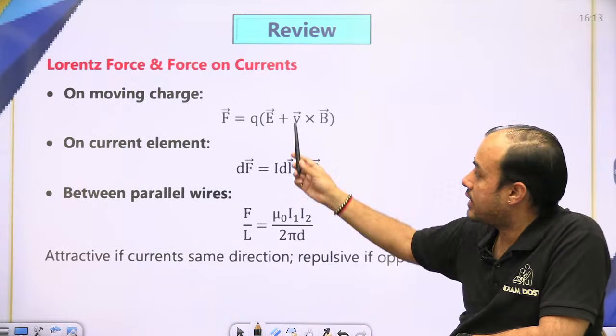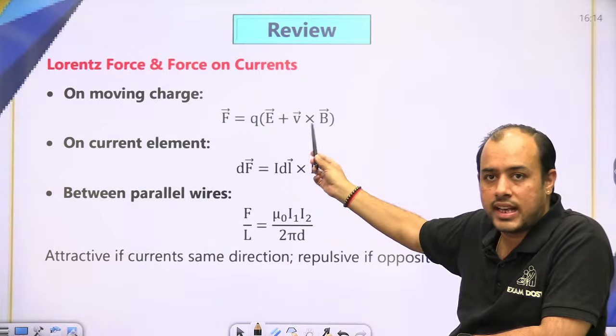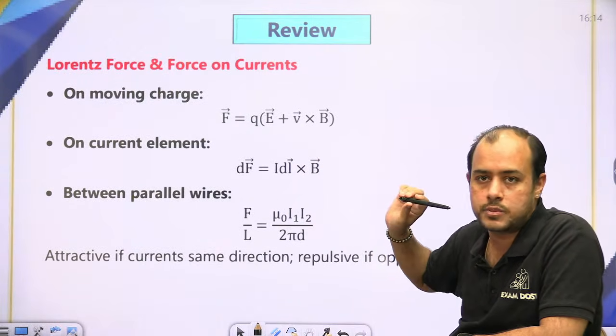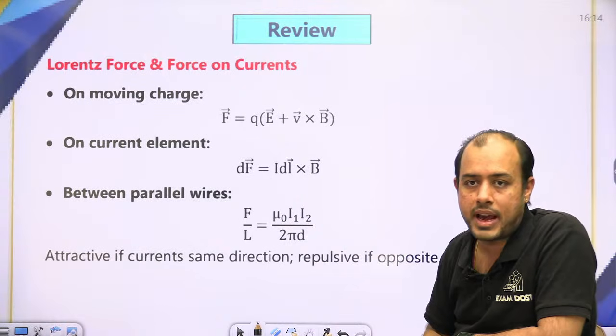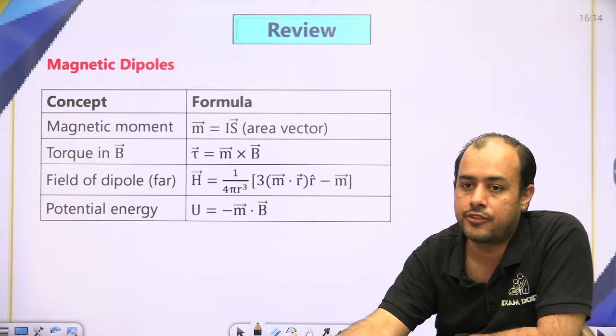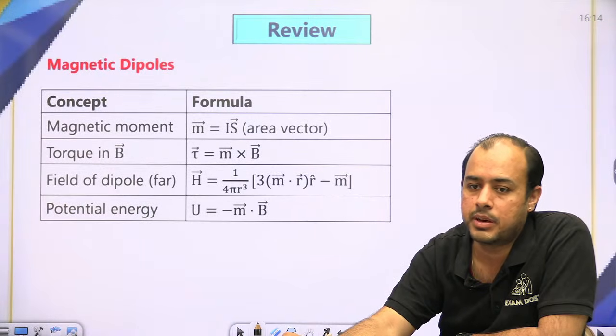We saw the Lorentz force on a moving charge. It is due to the electric field as well as the magnetic field. On current element, IDL cross B. Force between two parallel wires, we saw if they carry current in same direction, the force is attractive. If they carry the current in opposite direction, the force is repulsive.